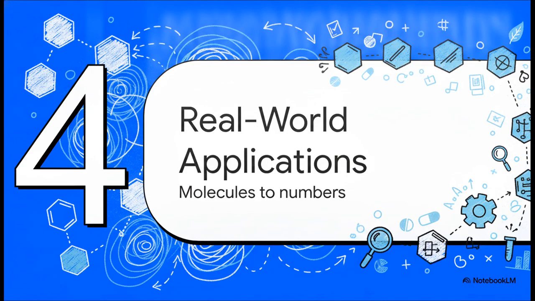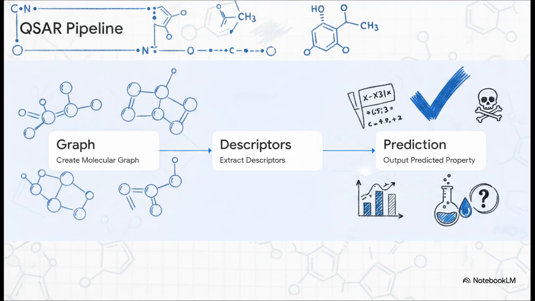All right, moving on to Section 4, Real-World Applications, Molecules to Numbers. This brings us to a real game changer, the QSAR pipeline. That stands for Quantitative Structure-Activity Relationship. Basically, it's a rapid-fire predictive machine. Step 1. Create the molecular graph. Step 2. Use that matrix we talked about to extract those mathematical descriptors.